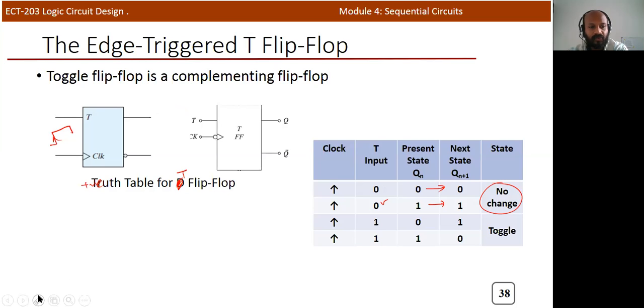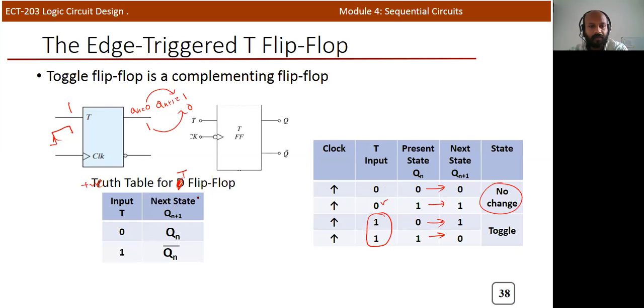That is, the T input is 1. When the T input is 1 and the Qn state is equal to 0, and if you are applying a positive edge triggered clock, Qn changes to 1. So there is a toggle output. Another possibility: if Qn is equal to 1, then that 1 becomes 0. This happens only when T is equal to 1. When T is equal to 1 and there is a positive or negative edge triggered clock, the output toggles, or you will get a complement output.